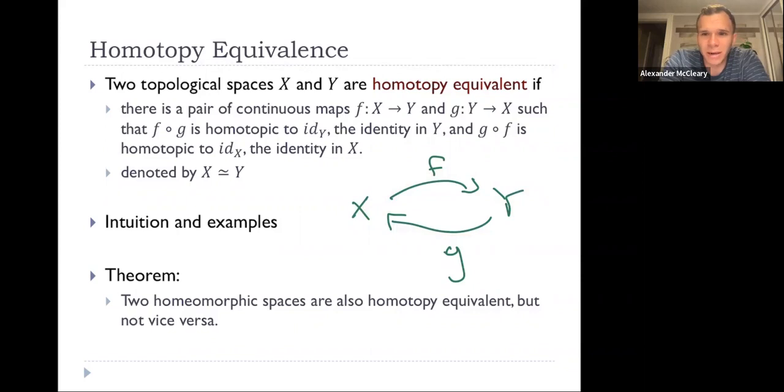But now we're going to loosen that up a bit. We don't need those to be inverses on the nose. Instead, we just need them to be inverses up to a homotopy. We don't need G composed with F to be actually equal to the identity. We just need it to be homotopic to the identity. Similarly, we don't need F composed with G to be equal to the identity. We just need it to be homotopic. So that's really the key difference between homotopy equivalence and homeomorphism. Here we have F composed with G is homotopic, whereas for homeomorphism, this would be equal. That's really the big difference.